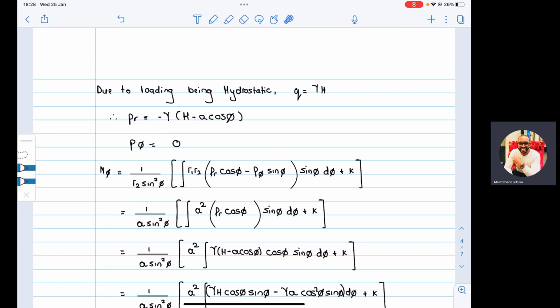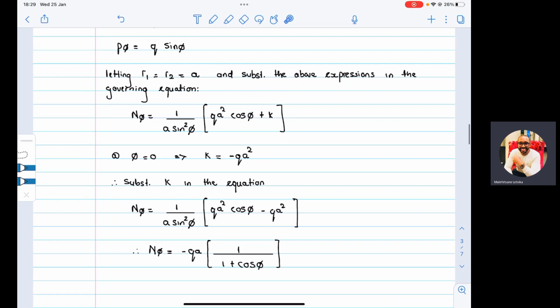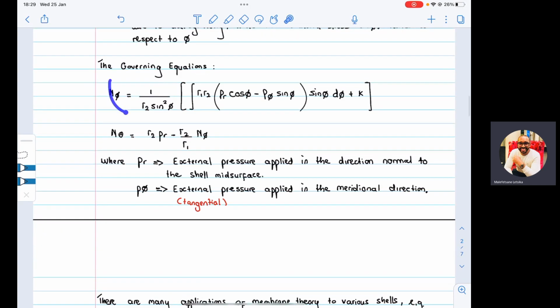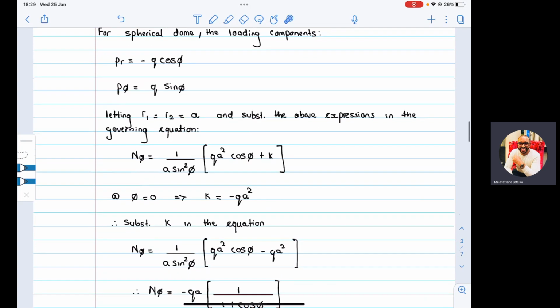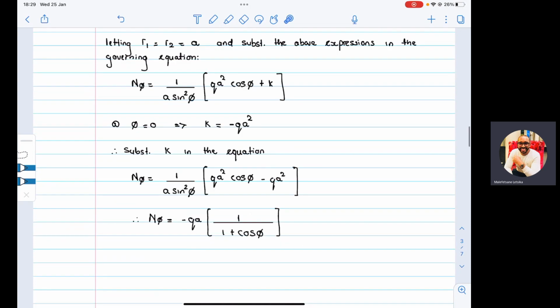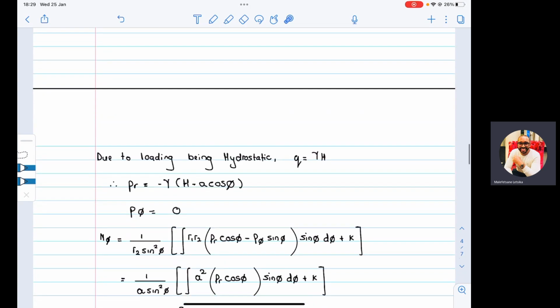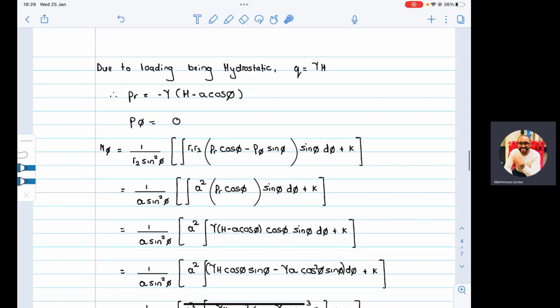Okay, so now if you remember our governing equation for meridional stress, it's this piece of whole junk here. It's that equation. I've taken that equation and pasted it here. I'm not going to use this equation, because this is for general loading of a spherical dome. But here we're talking about hydrostatic loading. Hence why we need to go and retake that formula again and resubstitute.